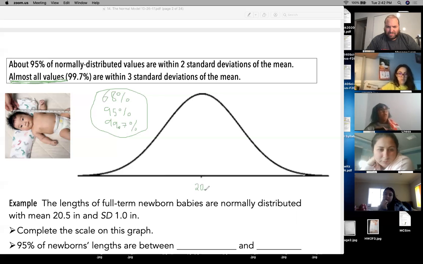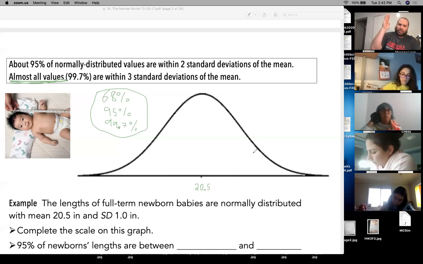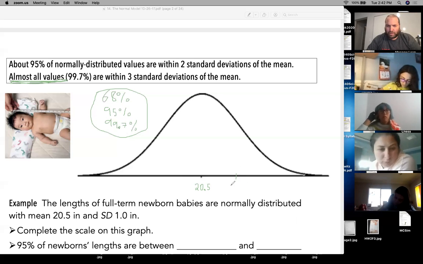Remember, the mean is the tipping point. The mean is the balance point. For a normal distribution, the mean is right in the center at 20.5. Now, if I go 1 deviation to the right, what's it going to be here? 21.5. And if I go 2 deviations to the right, what's this one going to be? 22.5. And if I go 3 deviations to the right, what's this one going to be?